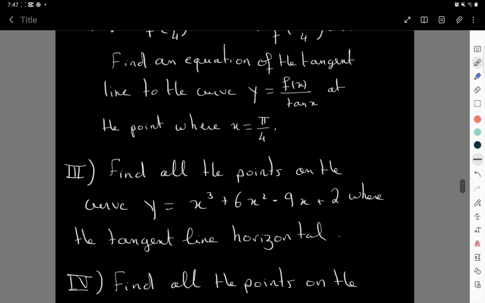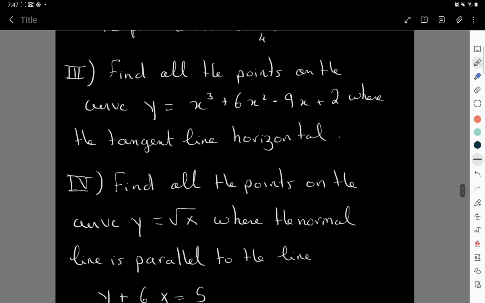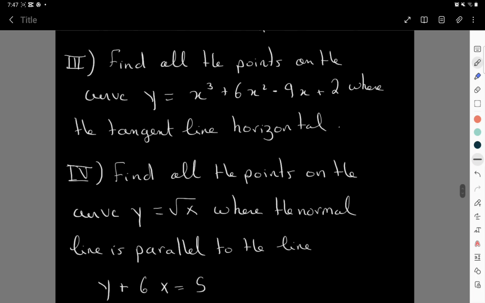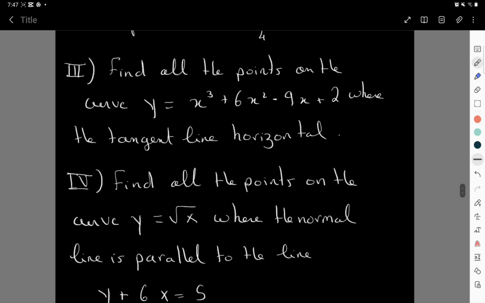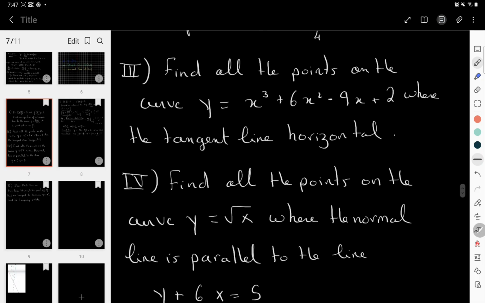We'll move on. Now find all the points on the curve y is equal to x cubed plus 6x squared minus 9x plus 2, where the tangent line is horizontal. Should have had more space here.